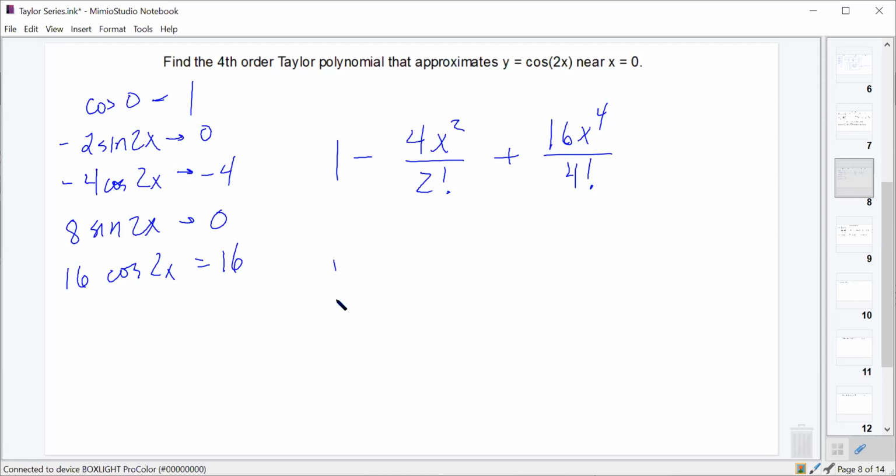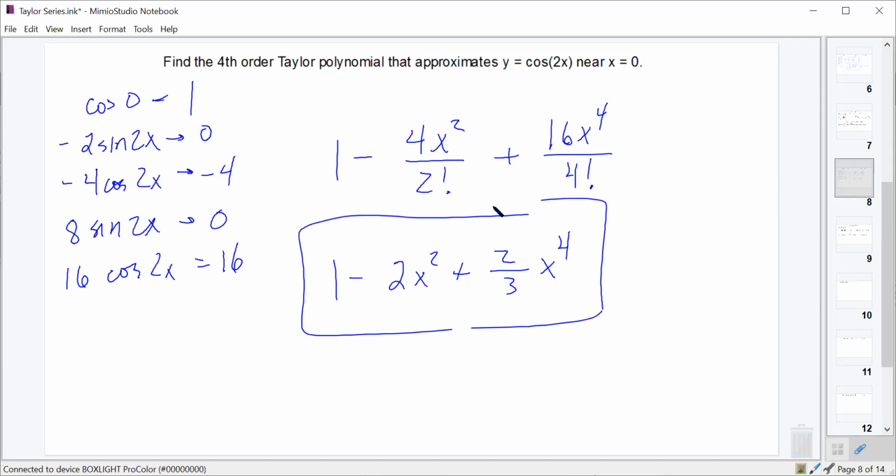And what does that simplify down to? 1 minus 2x squared plus what? 16 over 12, right? Should be 2/3 x to the 4th. And that's the fourth order Taylor polynomial. So we can do it with any function we want. And you note that, and this is something we'll talk more about later, if we took the Taylor polynomial for cosine, and we just replaced all the x's with 2x's, this is exactly what you would get. We'd get the exact same thing.